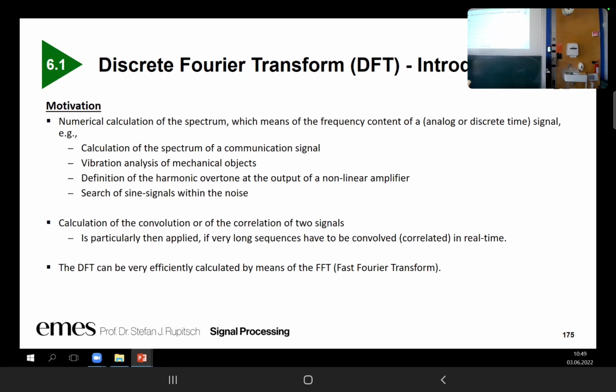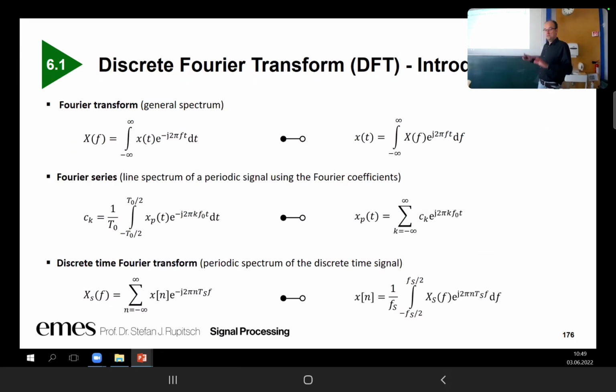We can use the Fourier transform for the calculation of the convolution. We can also use it for the calculation of the correlation. This will be a topic of chapter 9. And the DFT, the discrete Fourier transform, can be very efficiently calculated by means of the fast Fourier transform. So, on this slide, a short repetition of the formulas from the last chapters.